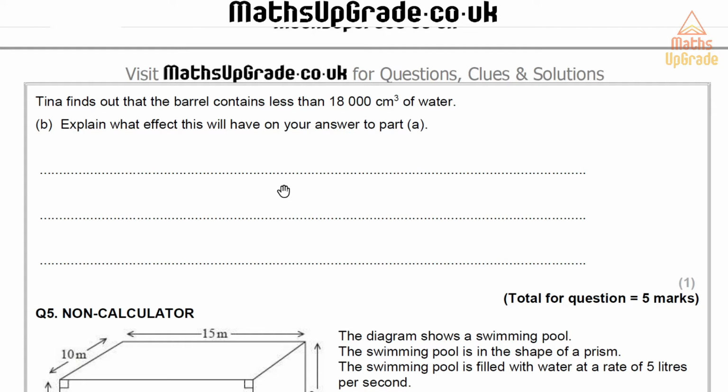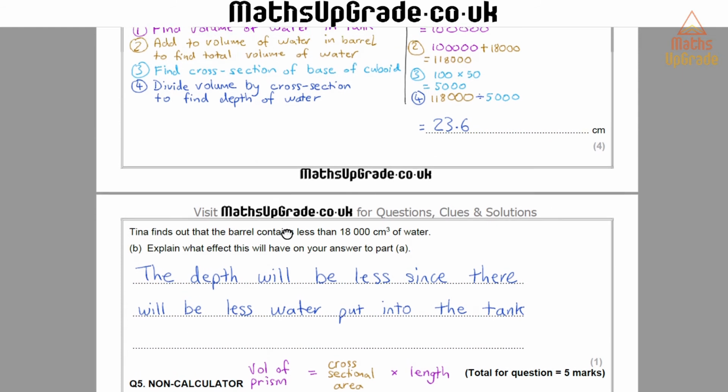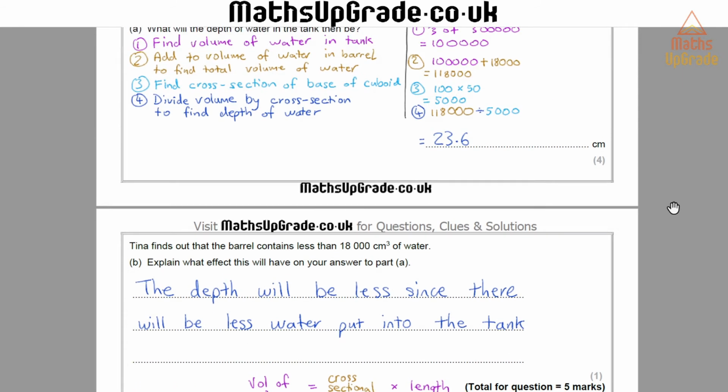Well, since the barrel's got less water, the depth will now be less, since there's less water to put into the tank. And that's quite simply what I've written here. So for that last mark, the total question now is worth 5 marks.